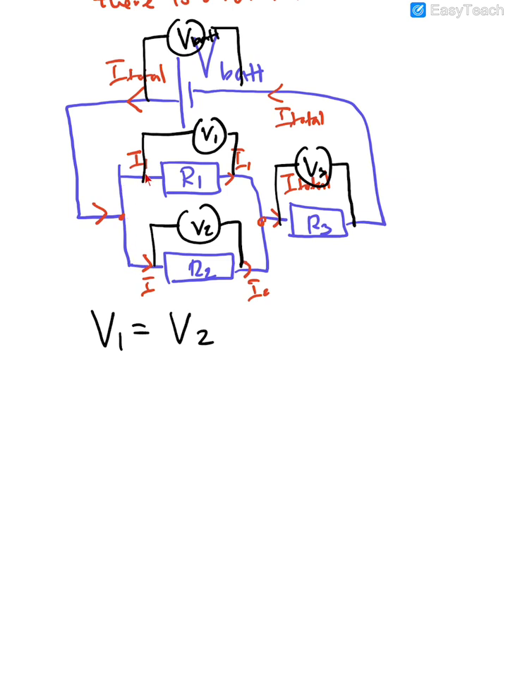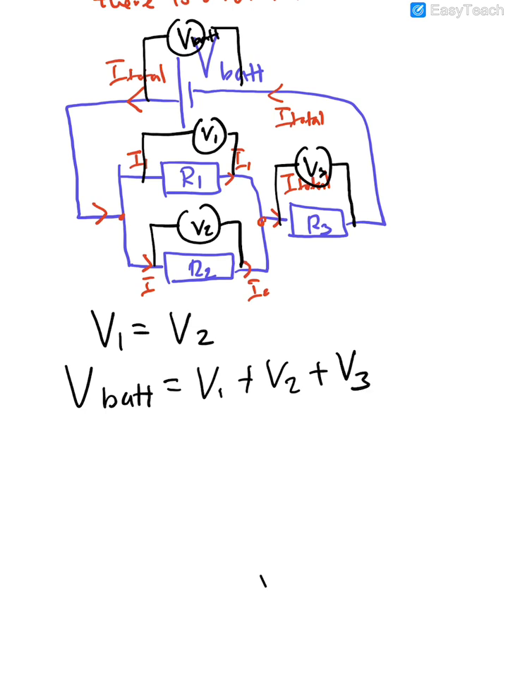So the potential at this point and this point is the same. Likewise, this point and this point is the same potential. So the difference is the same for V1 and V2. So you can simply say V1 is equal to V2. Okay? Right. So do you think this is true? V battery is equal to V1 plus V2 plus V3? Well, the answer is no.